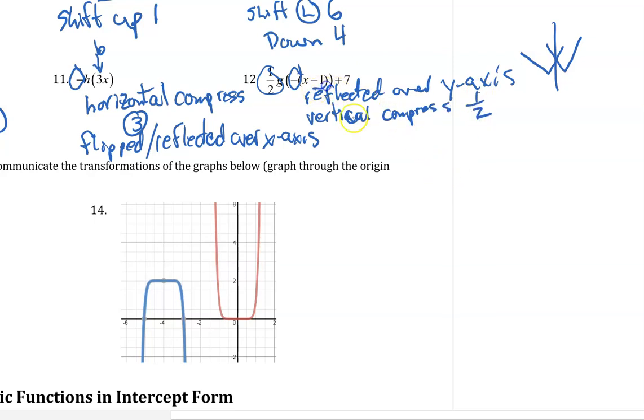And then our shift, x minus 1, so it is shifted right 1, plus 7 plus k, so it is shifted up 7.